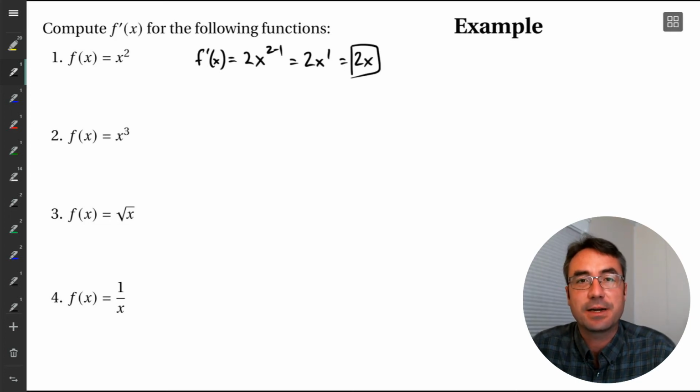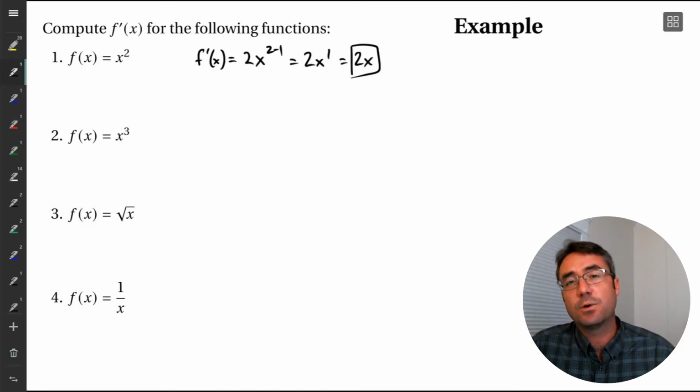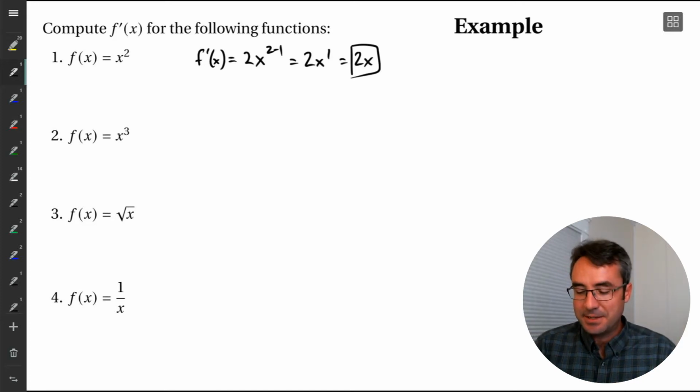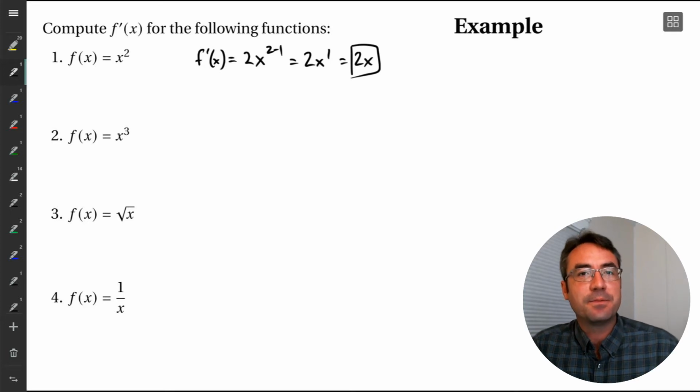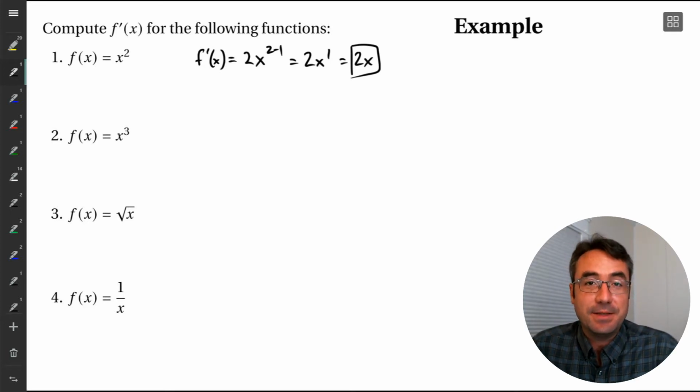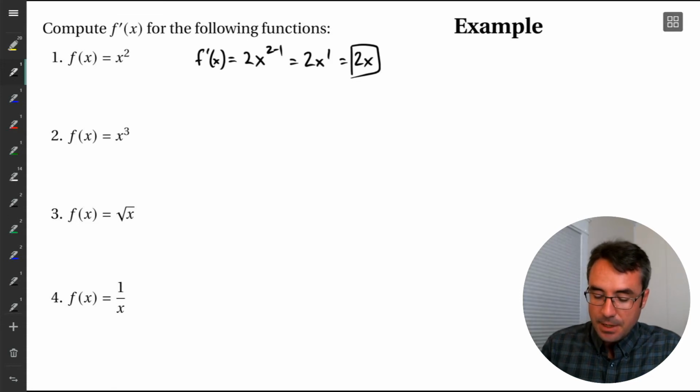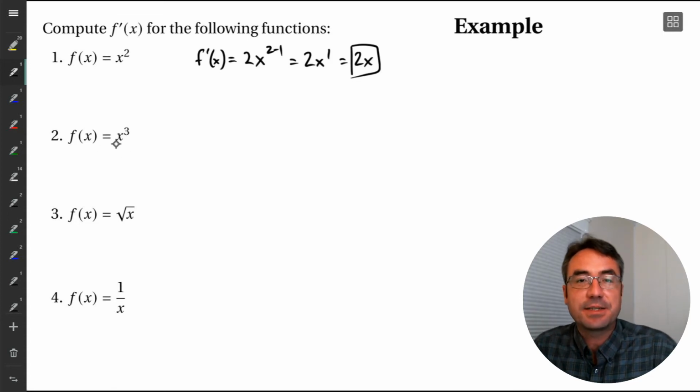The derivative is 2x. Notice how much easier and quicker that is than going back to our limit definition of the derivative and setting up the difference quotient, calculating the limit. This is really going to quicken things up in terms of how we calculate these derivatives. Now what about f of x equal to x cubed?